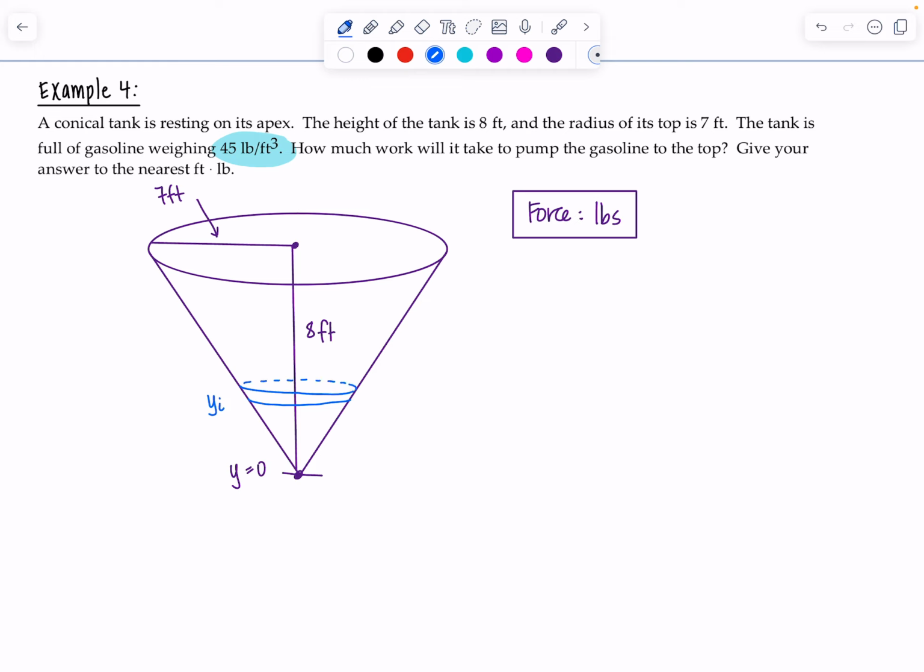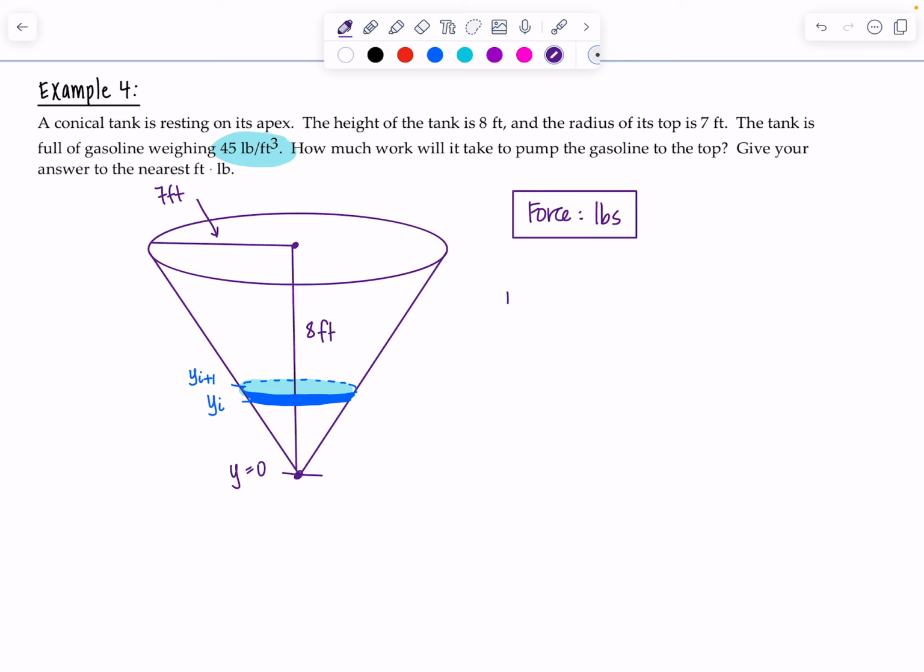Oh my God, that looked so wobbly. Hold on. Oh, better. I wouldn't have respected myself if it didn't look at least somewhat decent. Okay. So this is y sub i. This is y sub i plus 1. And we need to figure out v sub i, the volume of this ith slice.